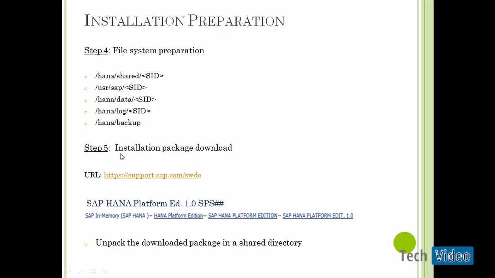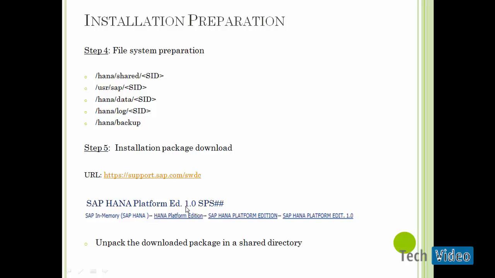Next is about getting the installation package. Now we have the hardware ready with proper sizing, file system, and the hardware check is done. Now we can download the installation package for proceeding with the HANA database server installation. Again, we have to go to service marketplace. This is the URL to the service marketplace, the software download center. From there, you have to choose installation and upgrades.